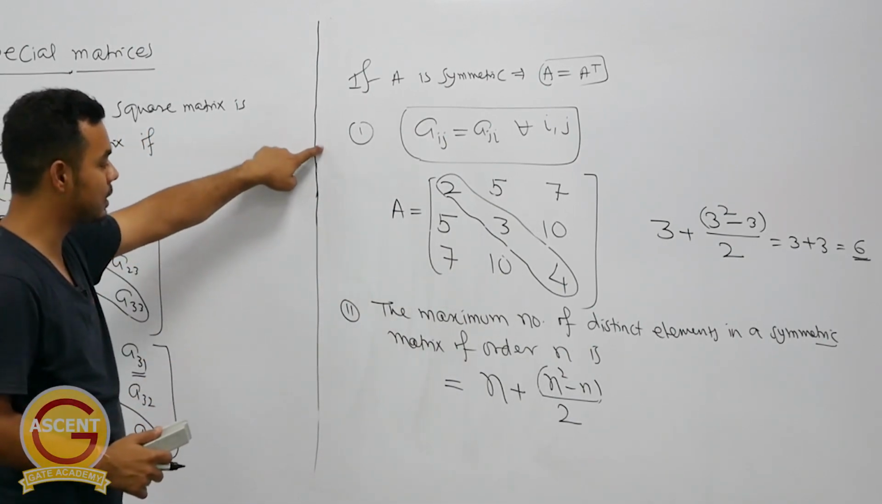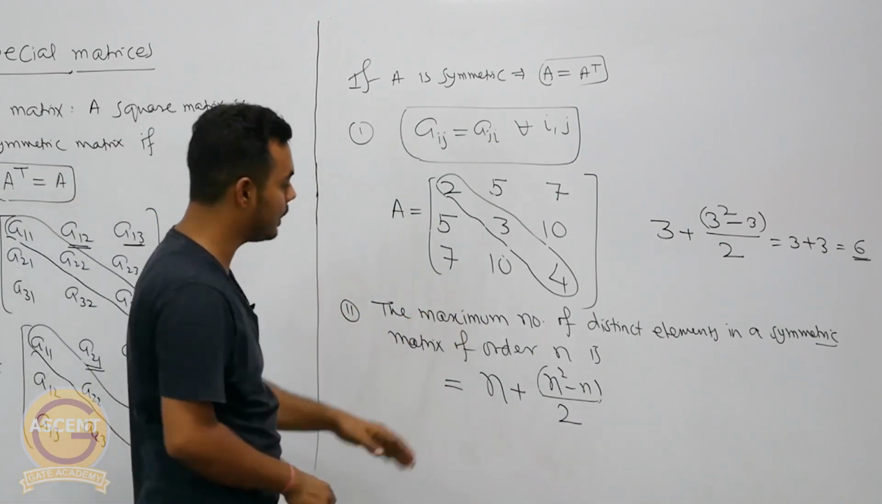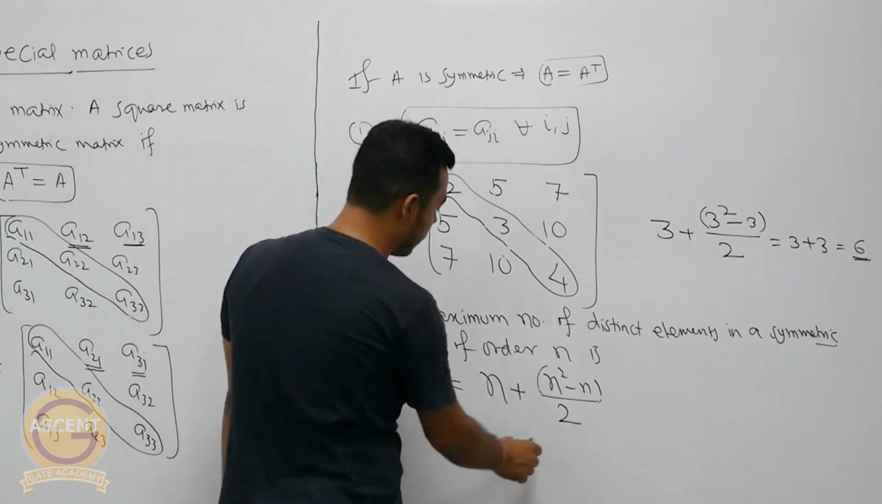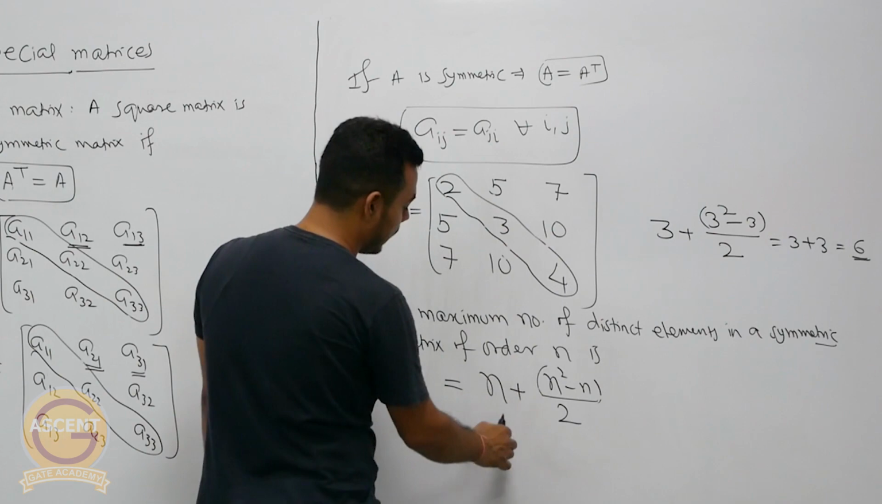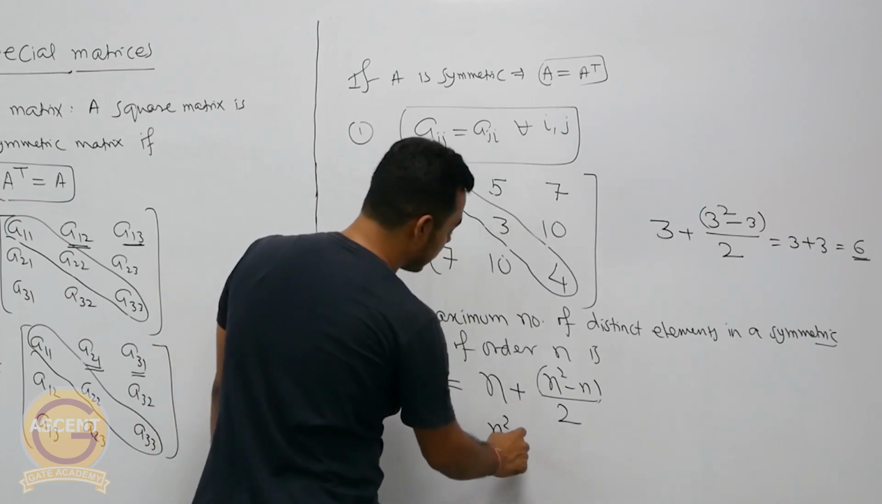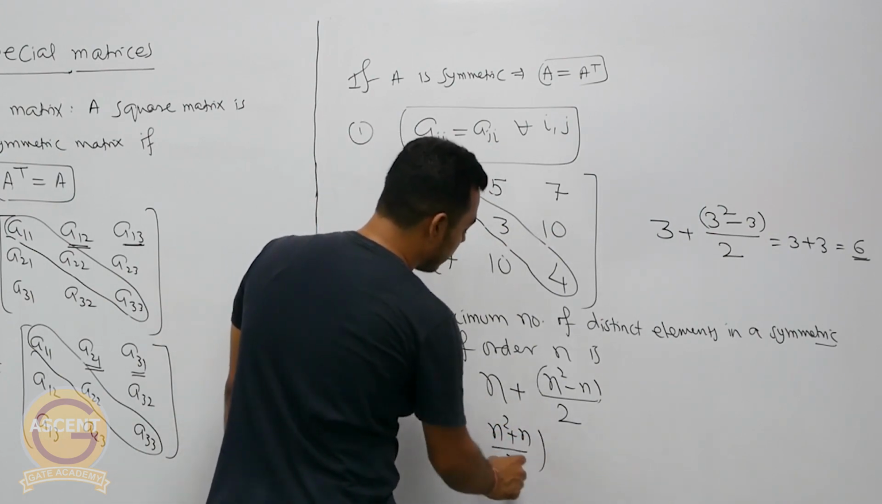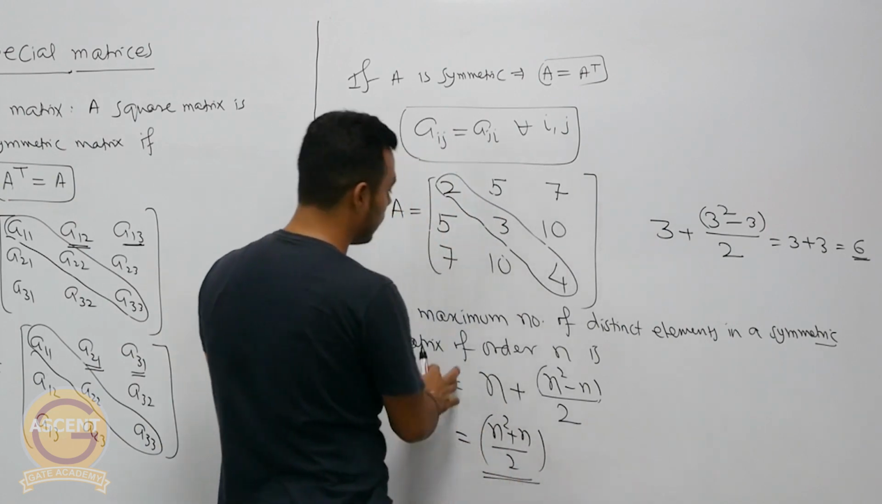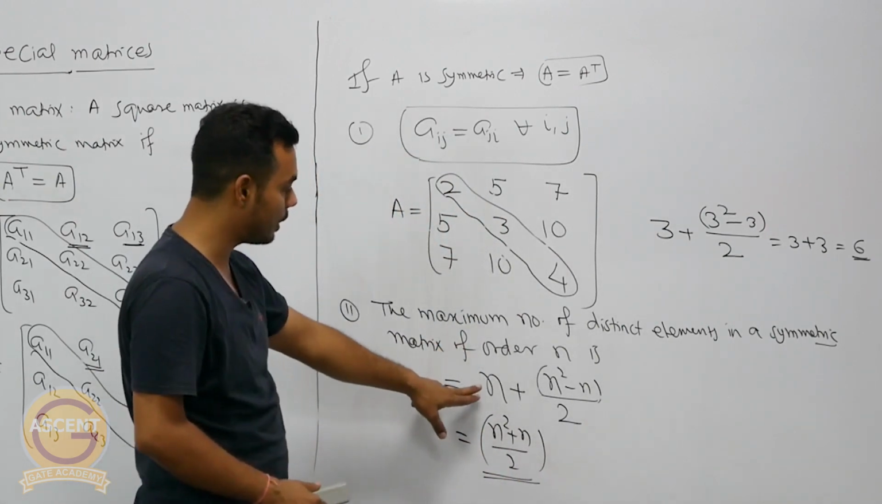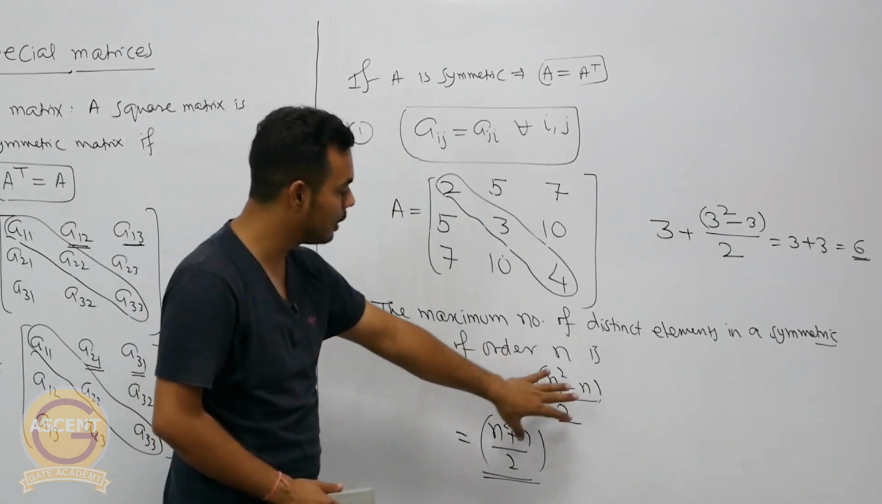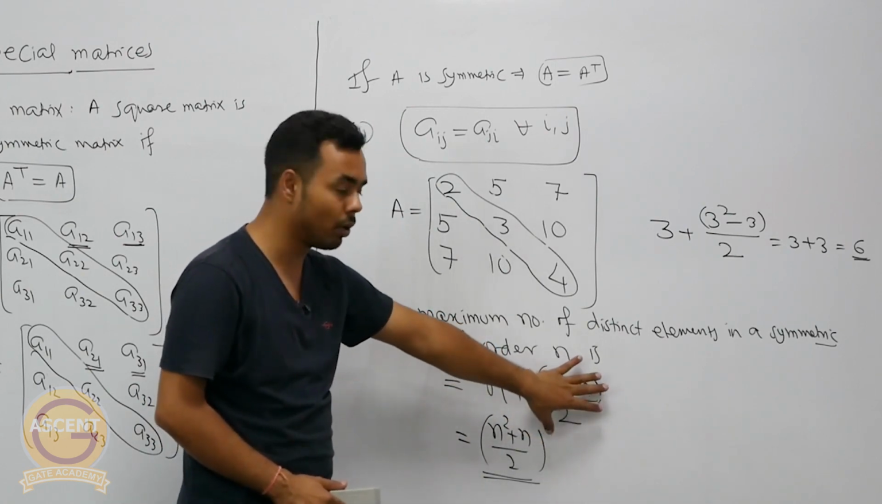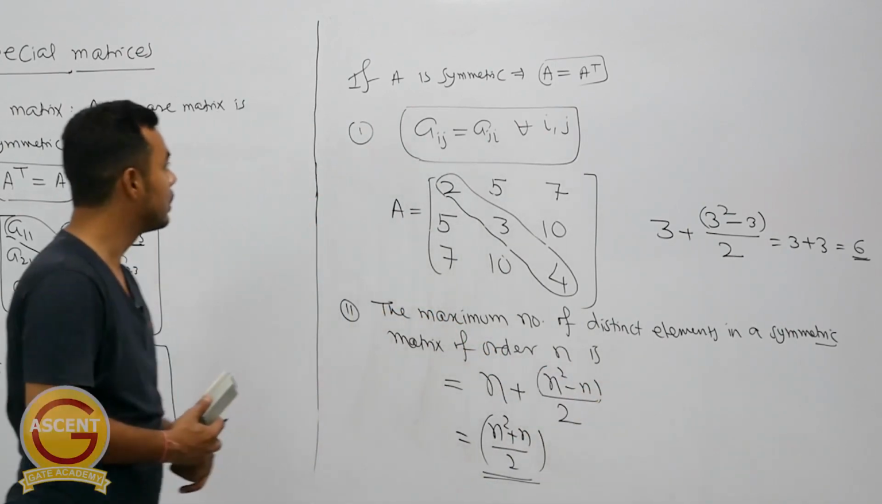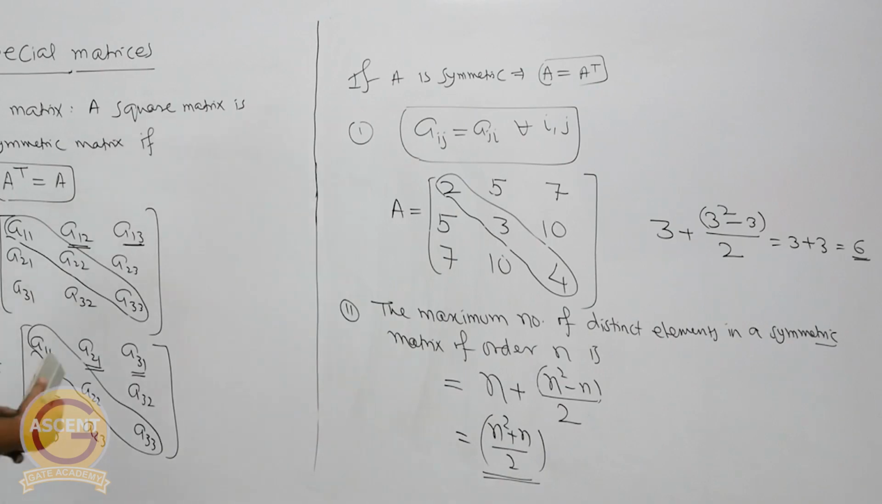So this one is the first result, and second, the maximum number of distinct elements. In some books this formula is also simplified. You can take 2 as LCM, so you will get (n square plus n) by 2. But you should not remember the formula. You should know the concept of why we are getting this formula: n on diagonal plus (n square minus n) by 2 off-diagonal elements. After this we'll talk about a skew symmetric matrix.